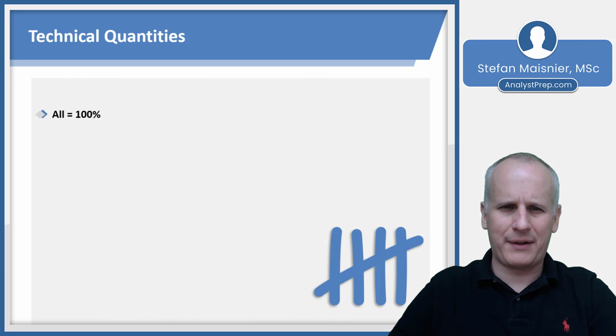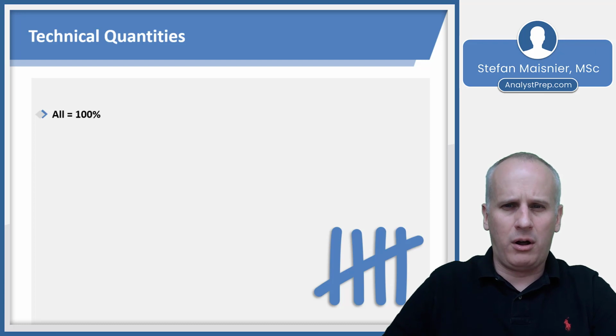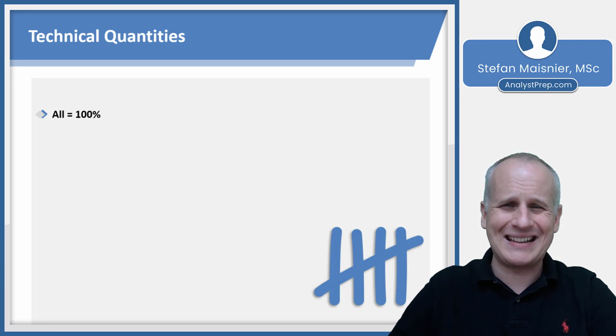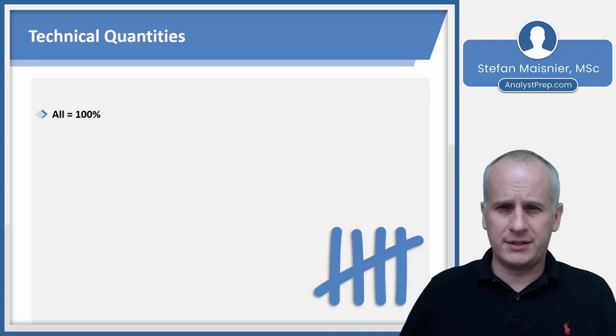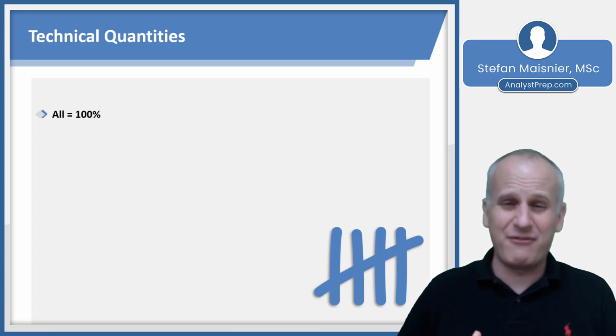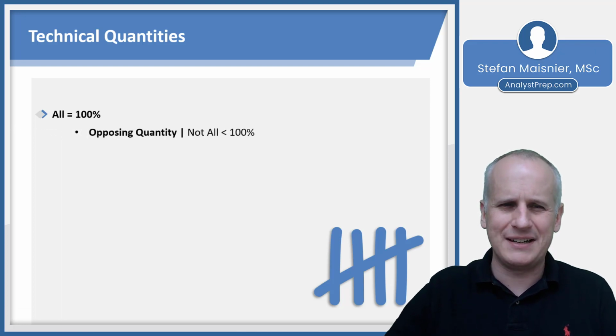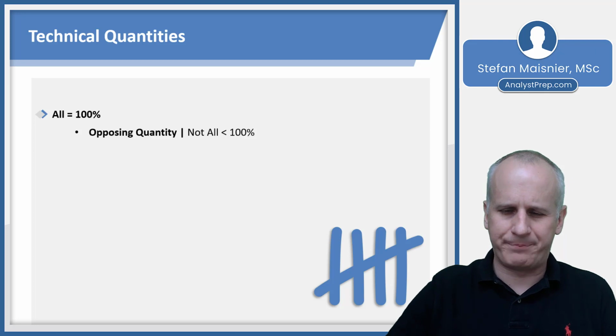So let's talk about those technical quantities. We'll define them by percentage. So quite simply, we know all is 100%. Simple enough. But if I were to ask you what is the opposite of all, you might say none. But that is not technically accurate, because our opposites have to incorporate all possible other options. And in this case, there aren't just the options of all and none, because none would be 0%, all is 100%. We'd miss everything in the middle. So our technical opposite of all is going to be not all, because that incorporates everything that is less than all, which is everything less than 100%.